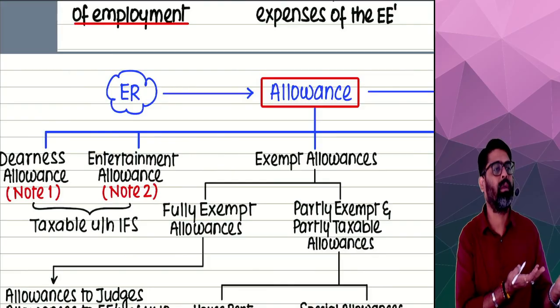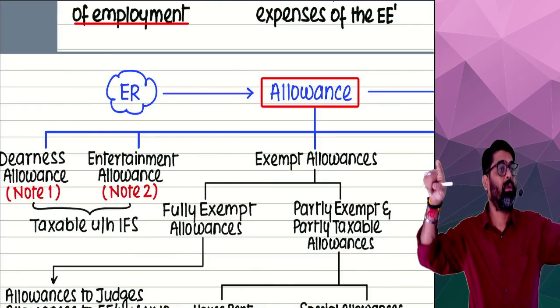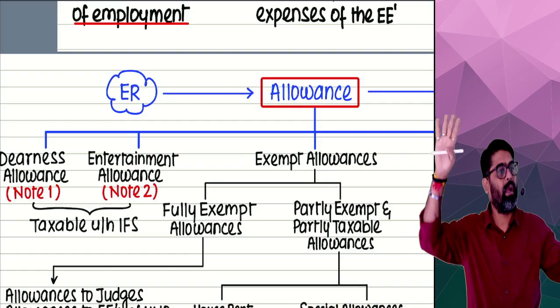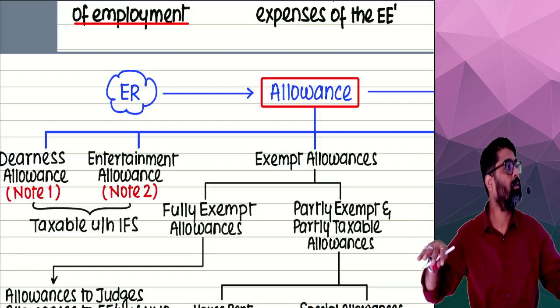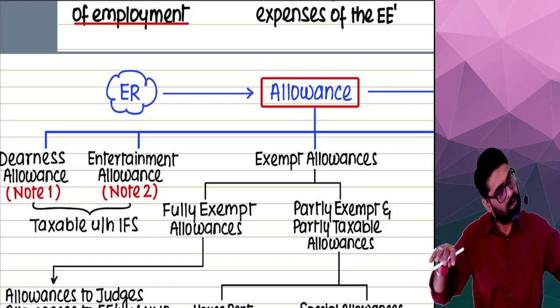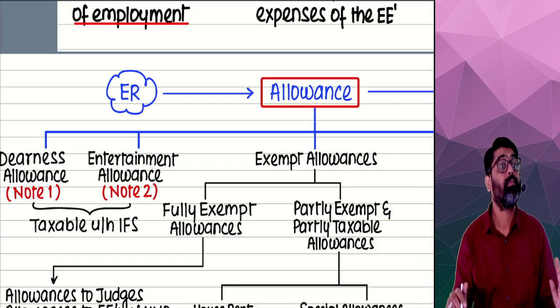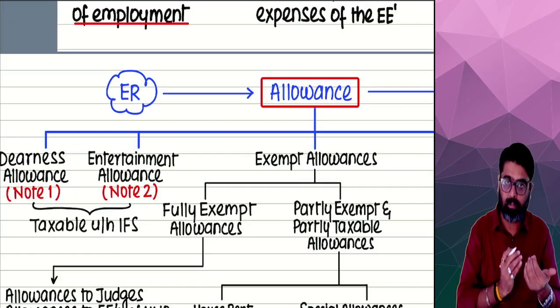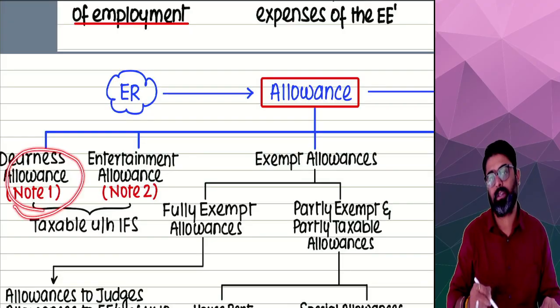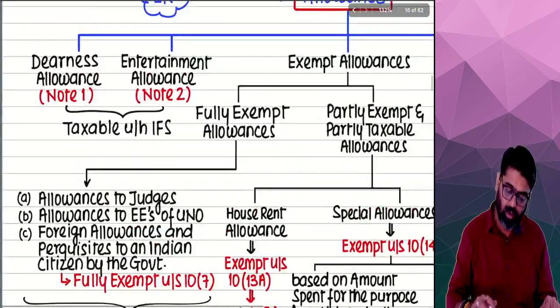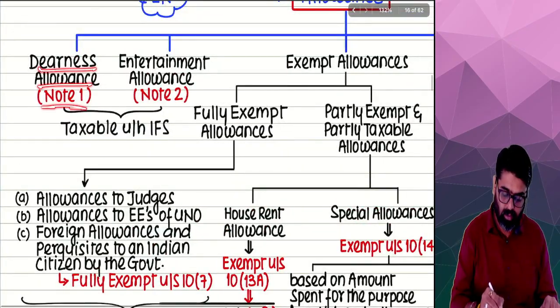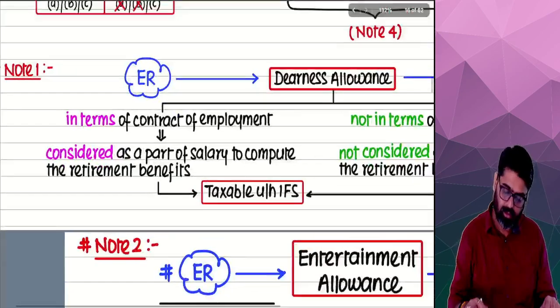Otherwise, what I would have done is make two categories: number one, taxable, and exempt. So in the taxable category, entertainment allowance and dearness allowance are also covered. But I'm taking them separately because there is a separate discussion about these two allowances. First, I'm going to discuss dearness allowance. Note number 1.